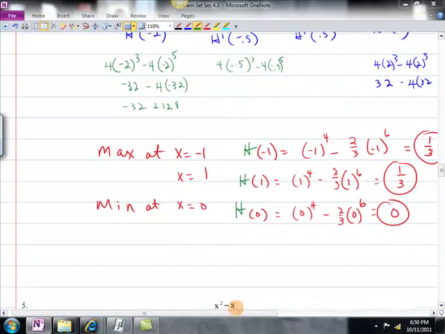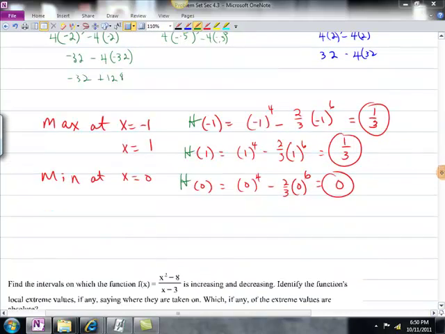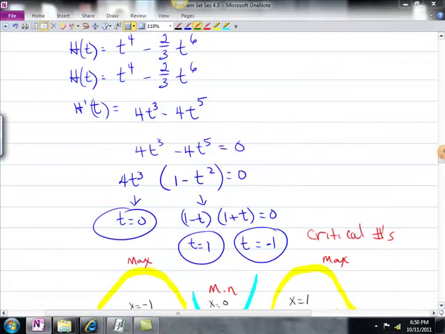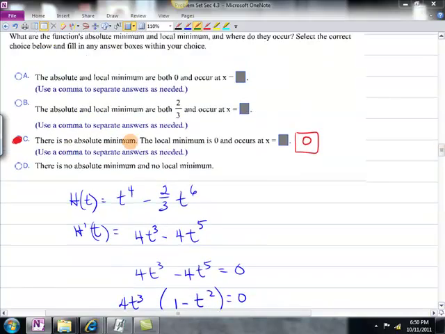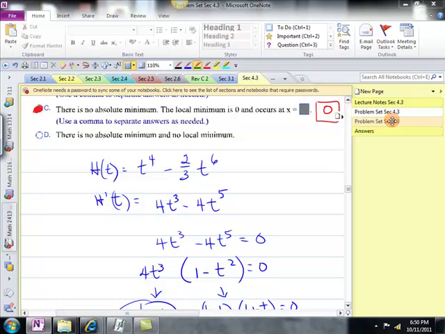Down here, we knew there was a max from our picture, and then we plugged those into the original. And we got 1/3 for both of them. 0 is the min. These are both maxes. Well, it said there is no absolute min, and if you had put the original in, it's a local min. It's a local min. All right, so we're good on that one? Okay. Sort of? Okay.